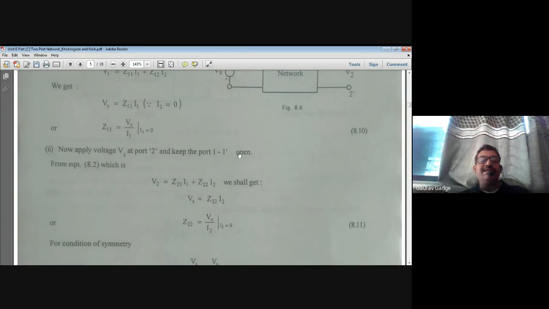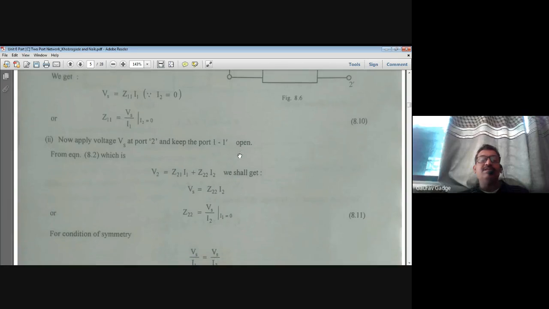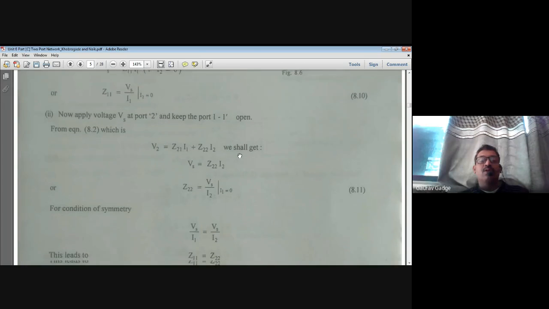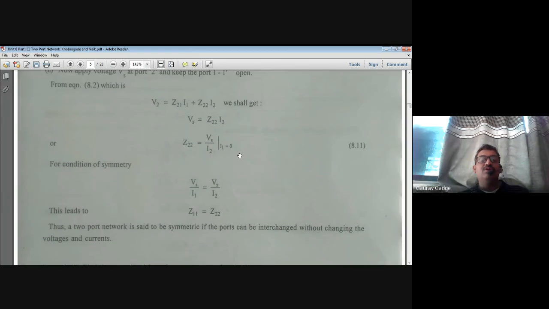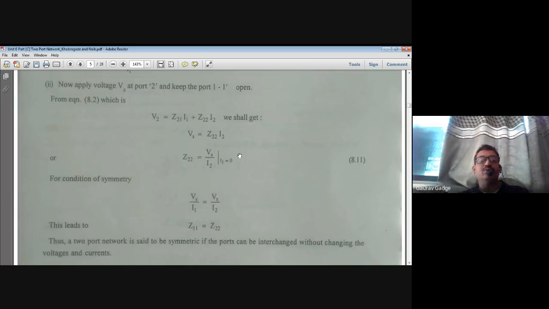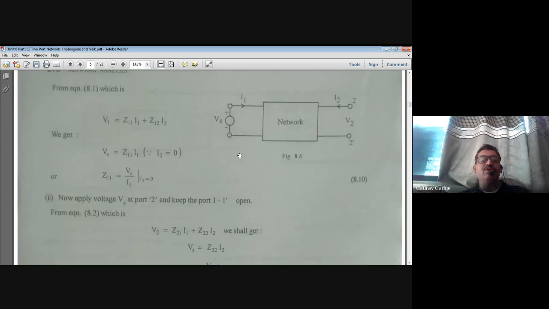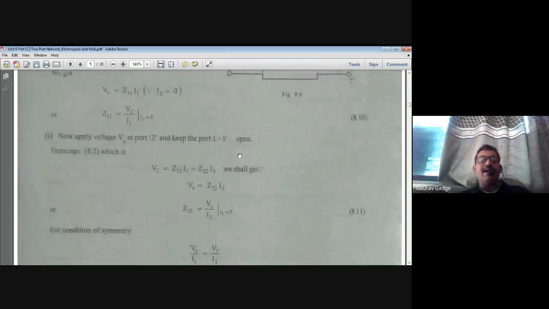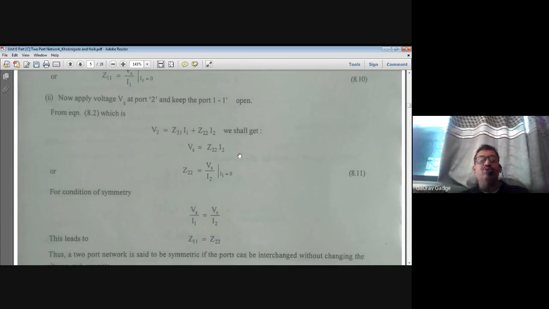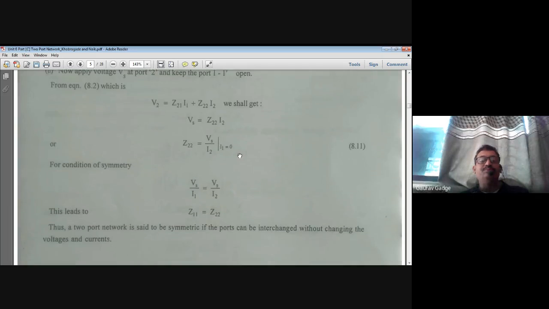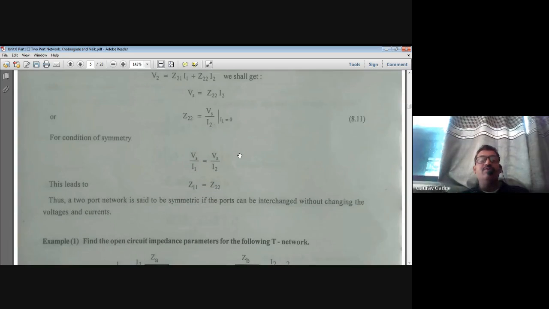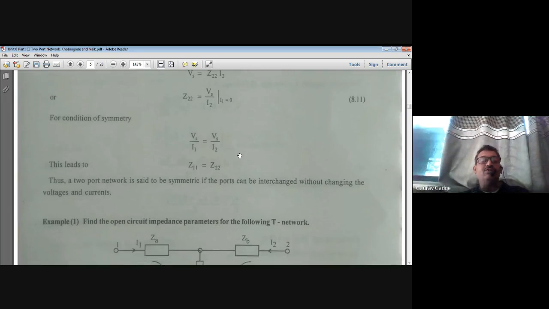Similar way, in second step, apply Vs on second port and make port 1 open. That makes I1 equal to 0. When I1 is equal to 0, put it in the second equation, you get the equation for Z22. So by putting I2 equal to 0 in equation 8.1 and I1 equal to 0 in equation 8.2, you are getting Z11 and Z22. So Vs upon I1 equal to Vs upon I2. That means Z11 equal to Z22 is the condition for symmetry.